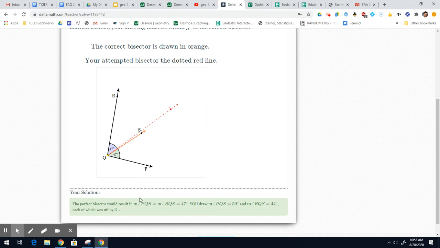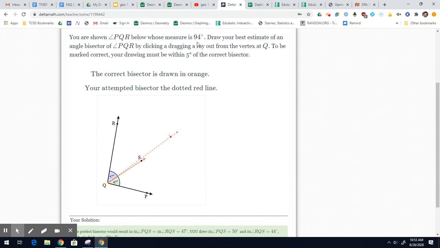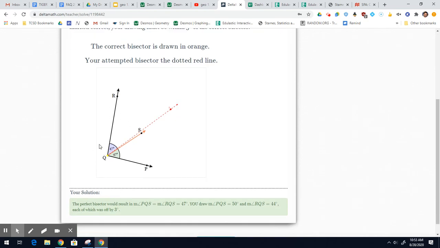Here's my orange one. That's off. So now down here, notice, it says the perfect one would result in this, right? So 94 degrees was the original angle. So split it into 47, 47. Mine was 50 and 44. So I was 3 degrees off, but no big deal. It's about estimation and seeing what you can see.